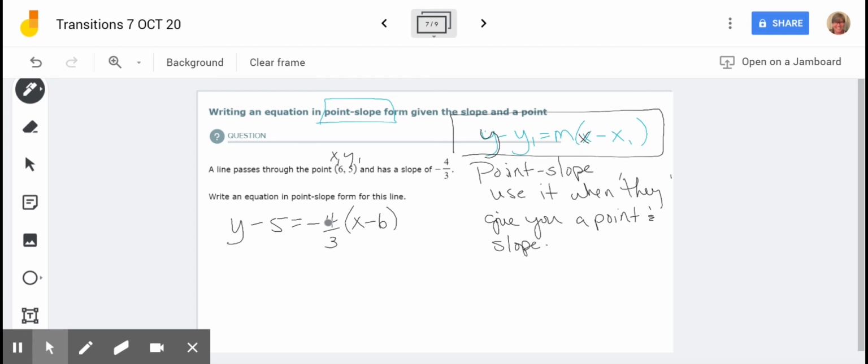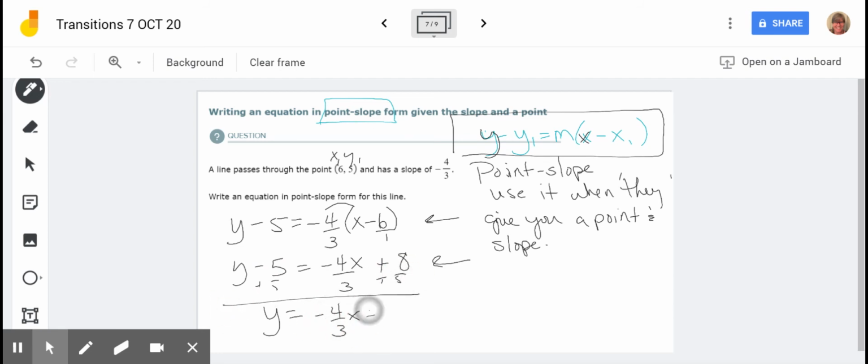Now I don't know what Alex wants you to do, and I'll be honest because I don't get this. The point of this is to get to the end. And so I'm not sure if they want you to enter it like that or the second step, which is where you distribute the 4/3. 4 times 6 is 24. 24 over 3 is 8. So negative times negative is a positive, right? It doesn't seem like they want the final step, which would be to add 5 to both sides. And then you get negative 4/3 x plus 13.